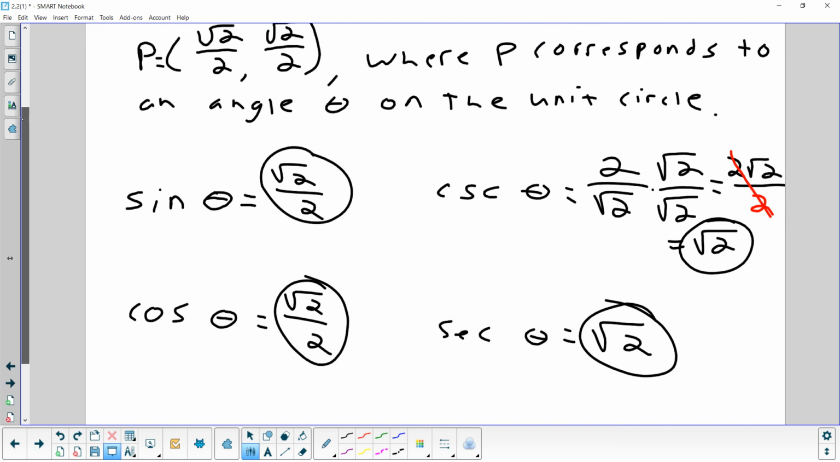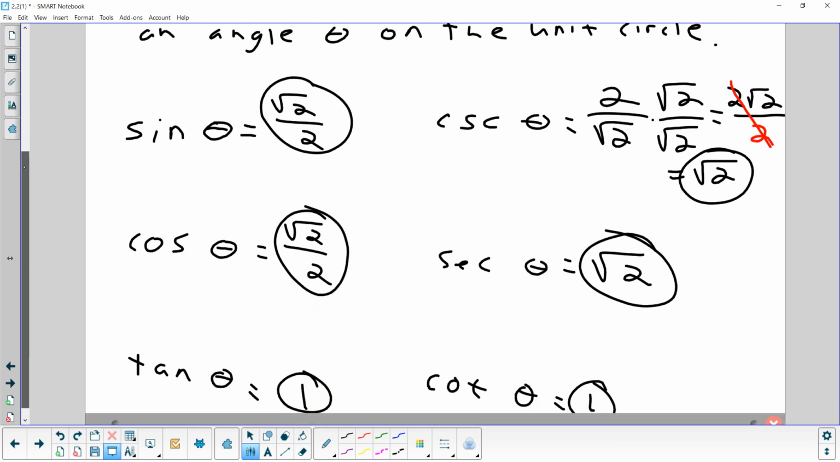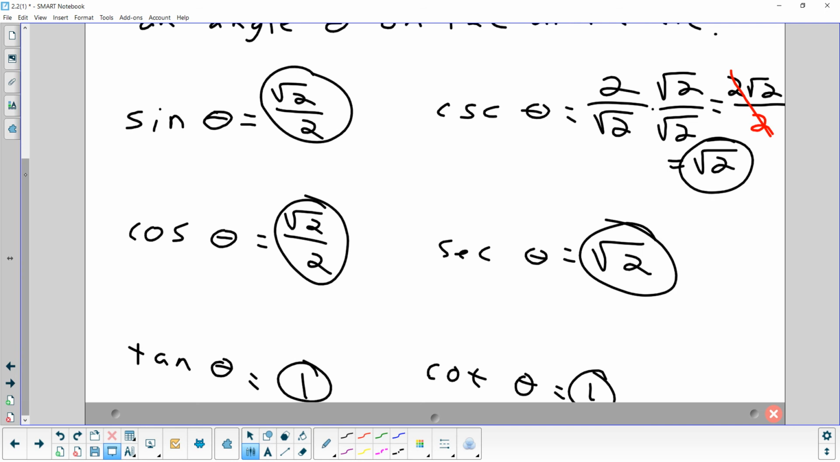So those are the 6 trig functions for the coordinate square root 2 over 2, comma square root 2 over 2. And technically you could say those are the 6 trig functions for a 45-degree angle. We're going to tie that piece in tomorrow. Any questions on that one?